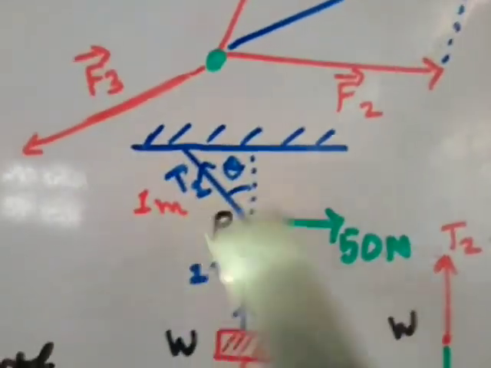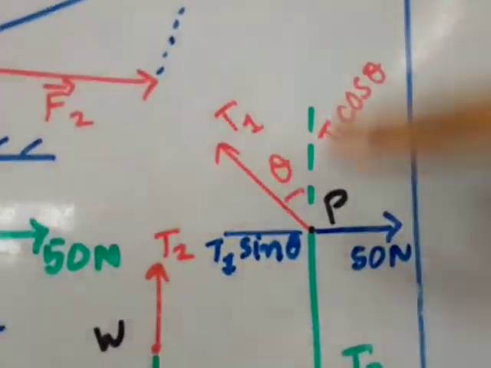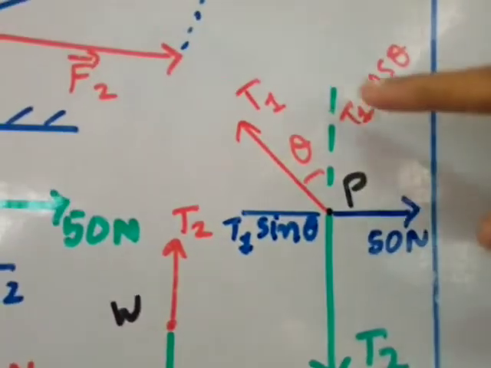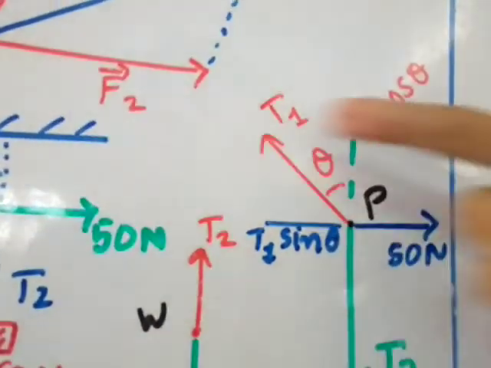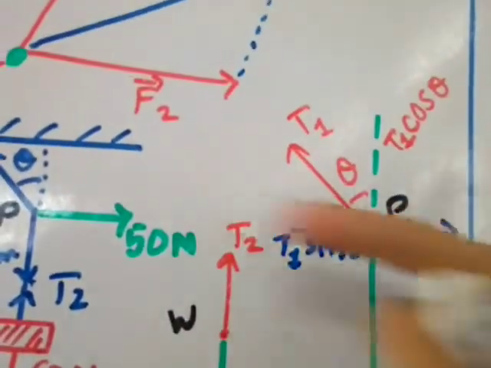Okay, this angle is theta, so this angle is also theta, and that theta you have to find. So this angle theta is there. If I resolve this T1 in its component form, you have to draw a perpendicular from here on this vertical and a perpendicular here on this horizontal line, right?